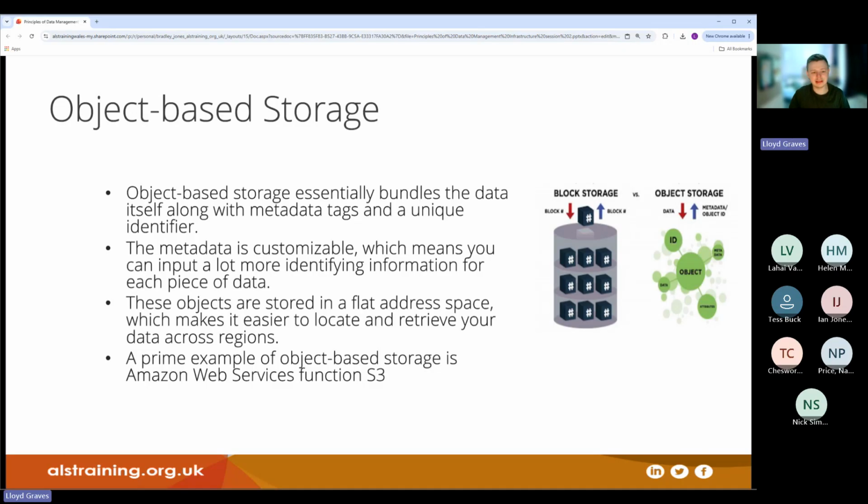We talked about this last time, the difference between structured and unstructured data. Object-based storage is the typical storage method for unstructured data. Like it says here, it essentially bundles the data itself along with metadata tags and a unique identifier.